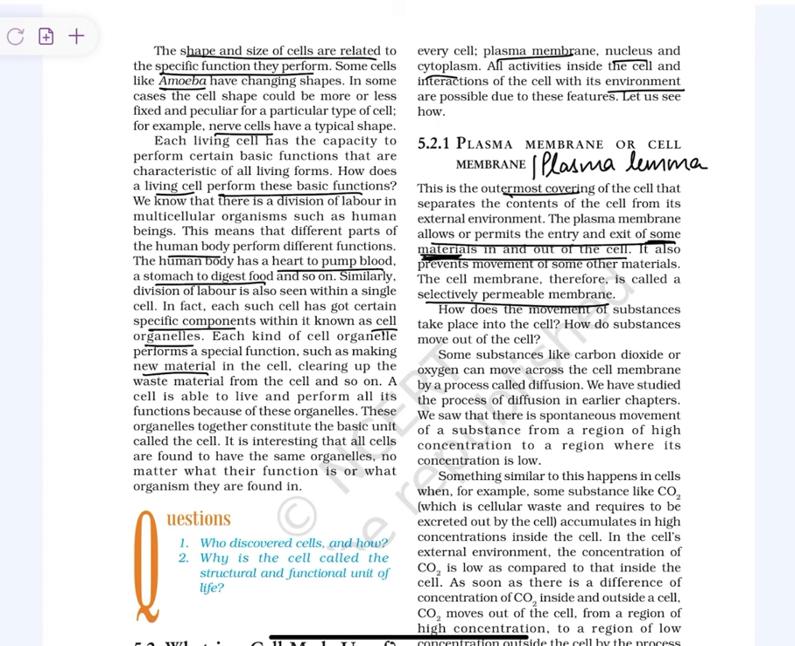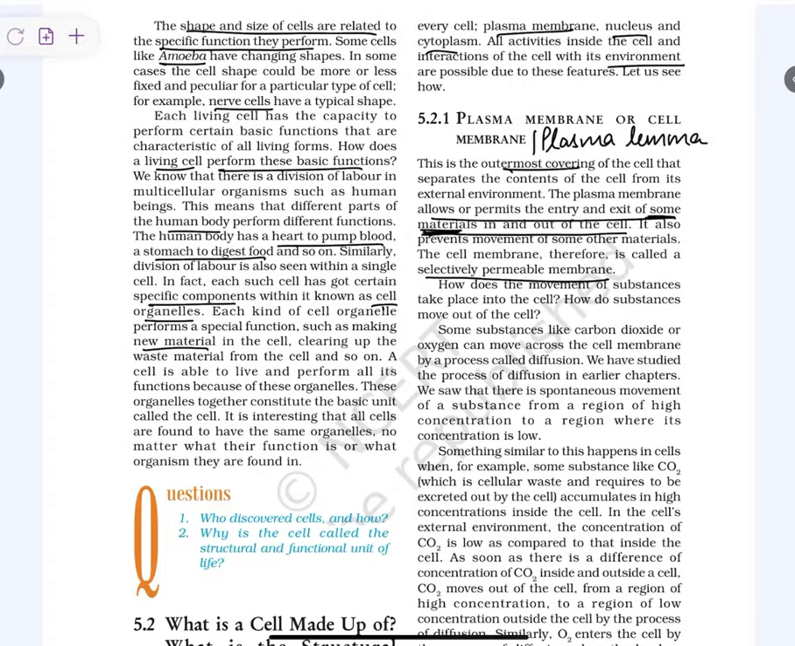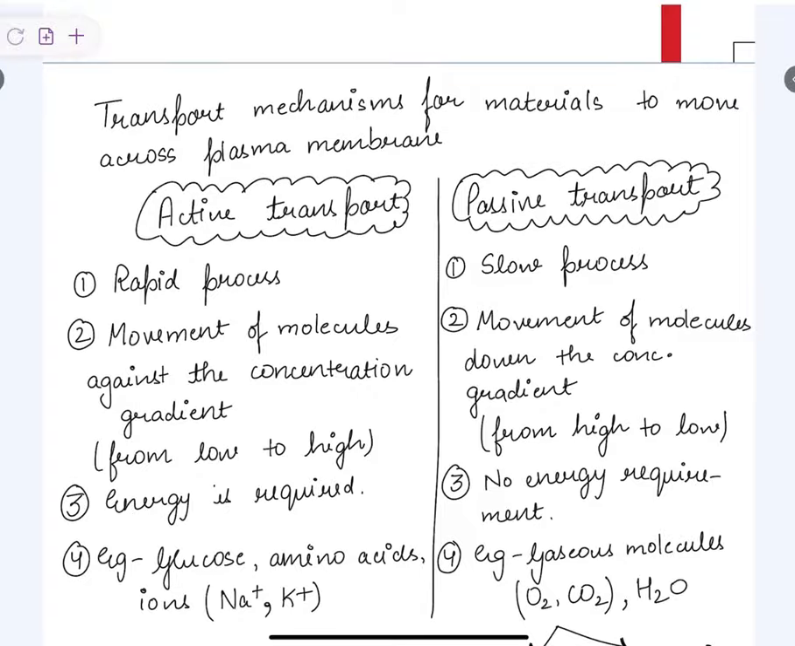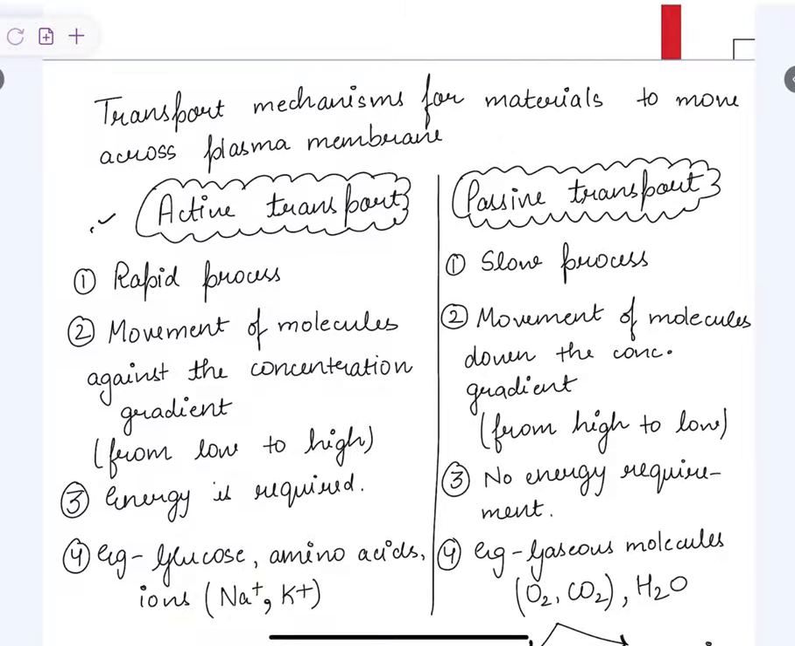Like it will only allow useful materials to go inside the cell, and will allow harmful or waste secretions which are present inside the cell to move outside. Now, how does this movement take place? Generally, there are two transport mechanisms through which the movement takes place across the plasma membrane. The first is active transport and the second is passive transport.